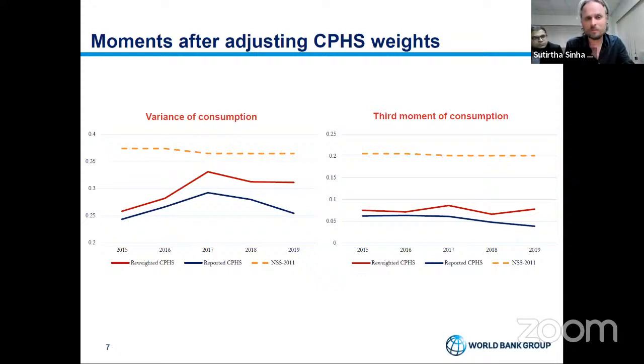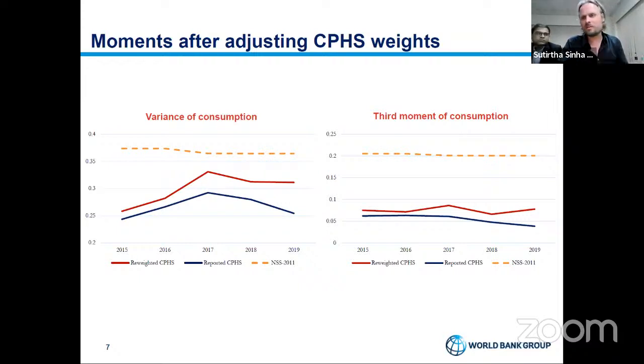One thing maybe we should note here is that the CPHS consumption distribution is notably less dispersed. So inequality in household consumption is much lower in the CPHS than it is in the NSS. And the third moment is also much lower. So the CPHS consumption distribution is much more symmetrically distributed than the NSS consumption distribution is. The reweighting helps close the gaps in the second and third moment to some degree, but not fully. Especially in the third moment, even after reweighting, the gap remains very notable between the CPHS and the NSS distribution.